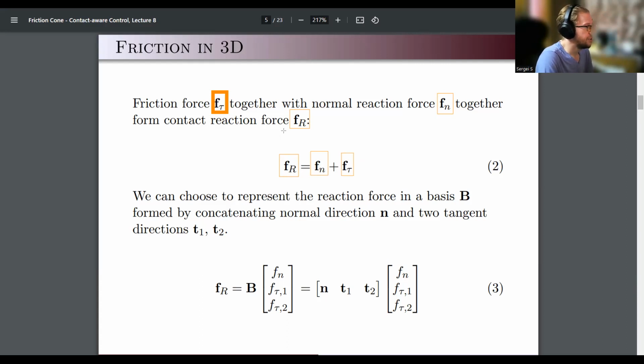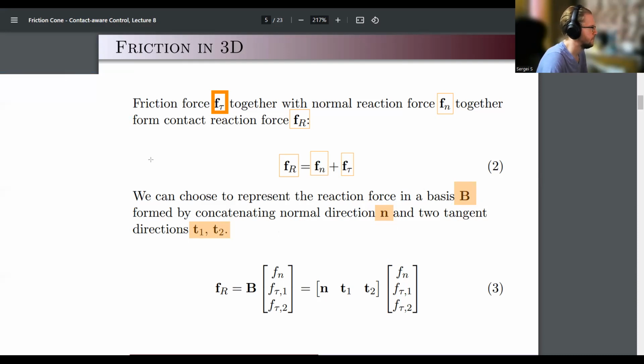Now we can choose to represent a reaction force in some nice basis B. We can form this basis by, for example, concatenating the normal direction N and two tangent directions, T1, T2. So let me draw it for you. And one second, I will just quickly create some space.